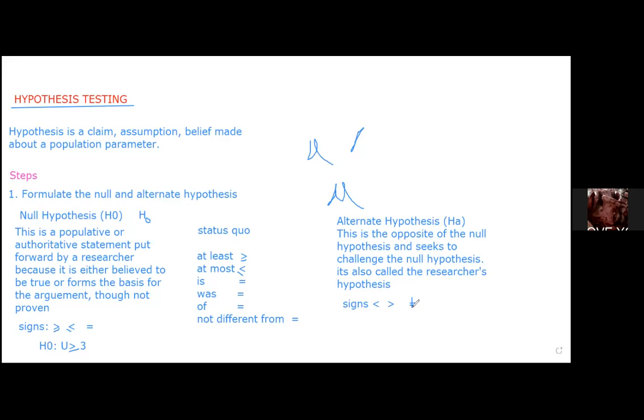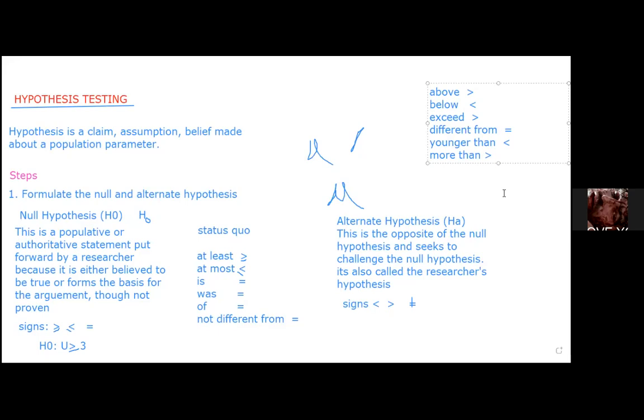And we have certain words that correspond to these signs. So we have words like above. Above is greater than. Below is less than. Exceed is greater than. Different from is not equal to. Younger than is less than. We have less than itself. More than is greater than. So they are not exhaustive. These are some of them. These are certain words in English that correspond to these mathematical signs.